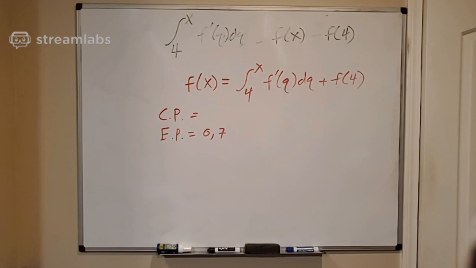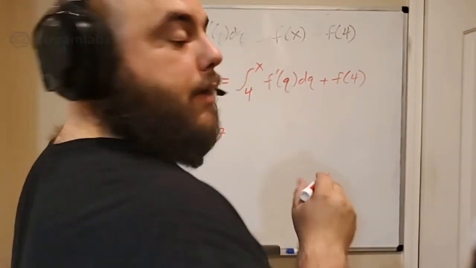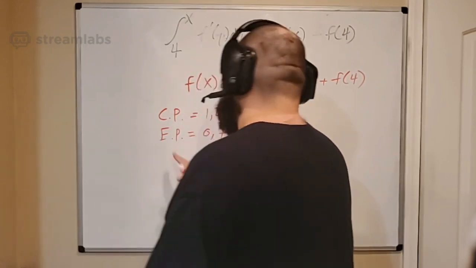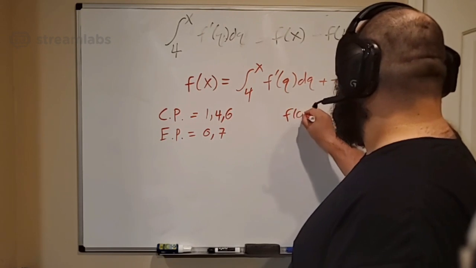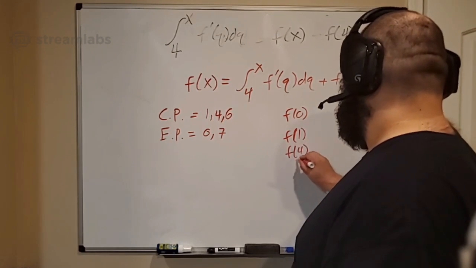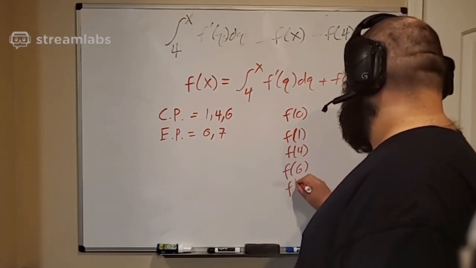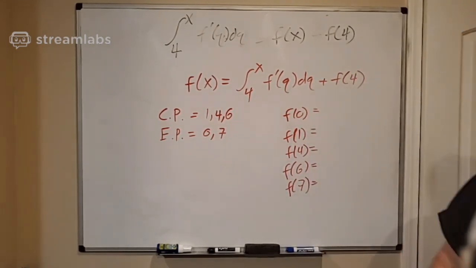It's not undefined anywhere, however, it is 0 at 1, 4, and 6. It's also 0 at 7, but we've got 7 included in our endpoints. So we get our critical points and our endpoints, and then we plug them in. So f of 0, f of 1, 4, 6, and 7. You evaluate them based on the function we've written above, and then we find our max and our min.